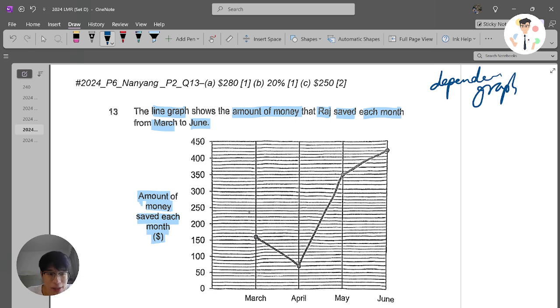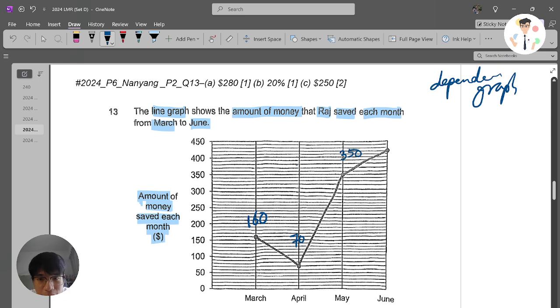So one line above, this would be 160. Here, the line here, 50, 60. It will be 70. You need to be very careful, okay? Don't make such a mistake. So 350, so here is 350, correct? Okay. And this last one, June, 400, 420. Okay, this one you need to be very careful, double check on this.